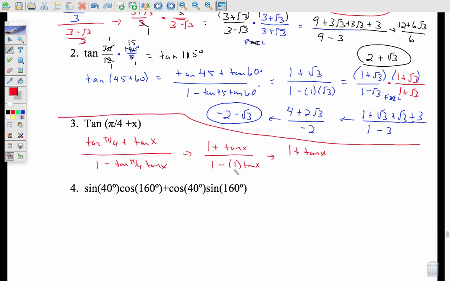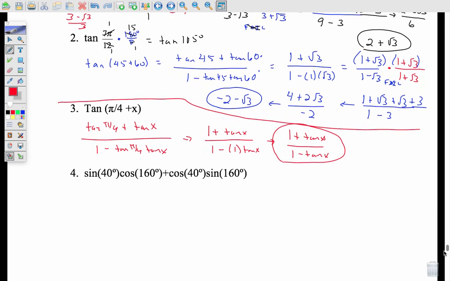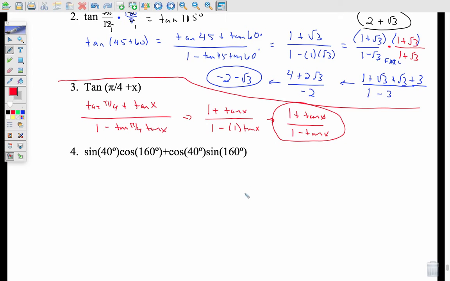I'm making the point one more time that we multiply before we subtract. So I don't take 1 minus 1 and get 0. I take 1 minus 1 times the tangent of x, or 1 minus the tangent of x. We cannot simplify any further because x is a variable. We don't know what that variable is. So there's our simplified version: 1 plus tangent x over 1 minus tangent x.